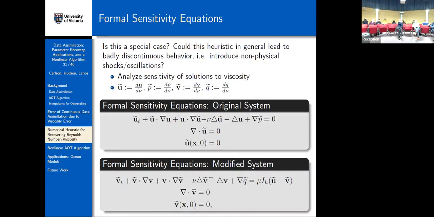If I take that derivative with respect to viscosity and apply it to Navier-Stokes and to the AOT system, I obtain these mixed terms. I'll get u tilde sub t plus u tilde dot grad u plus u dot grad u tilde, minus nu Laplacian u tilde. And because there's a nu here, we get an extra Laplacian on u. Similarly, we have the exact same thing for AOT, plus whatever comes out from the interpolation term. So these are the formally stated equations.